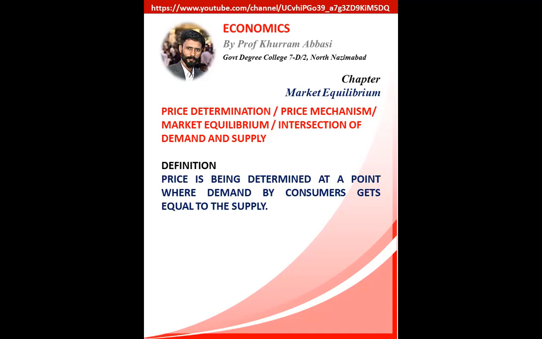Definition: price is determined at a point where demand by consumers equals supply. Or we may also describe it this way: it is the point where quantity demanded is equal to quantity supplied. It means whenever a producer wants to sell a particular quantity of goods and a consumer wants to purchase a particular quantity of goods, when supply by the producers and demand by the consumers become equal, this is called market equilibrium. We may also explain this with the help of a particular schedule.